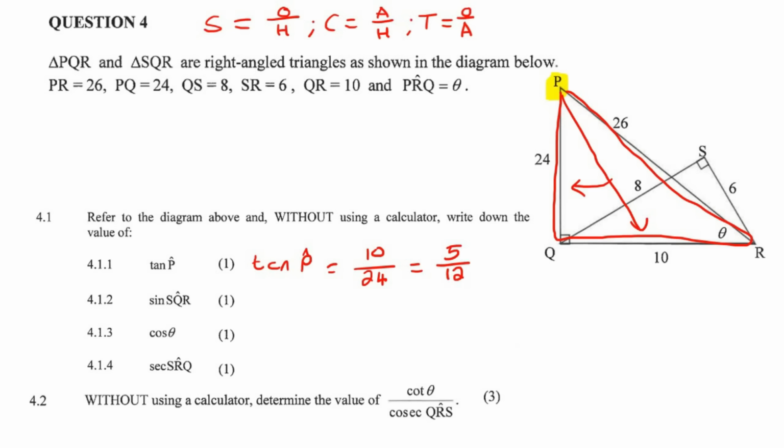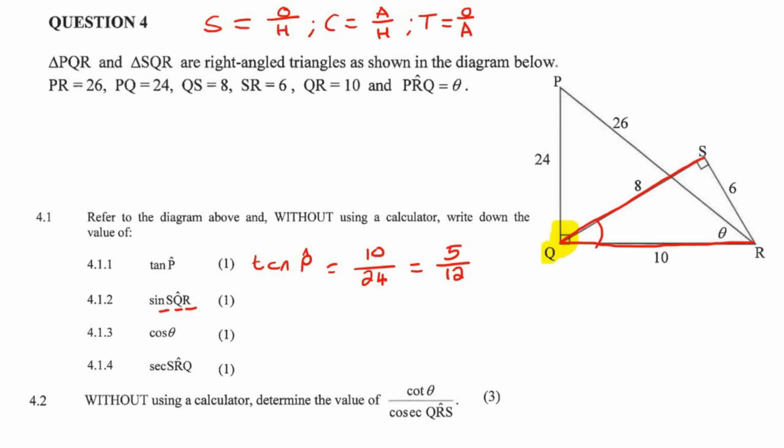And then sin of SQR. So sin of angle SQR is the next question. So what we do is we need to go find angle Q. So where's angle Q? Angle Q is over here. Now you've got to be careful, which one are they talking about? They said SQR, so they are talking about this little corner angle over here. So that's this angle here. We're only working from that angle now, and we're going to use sin.